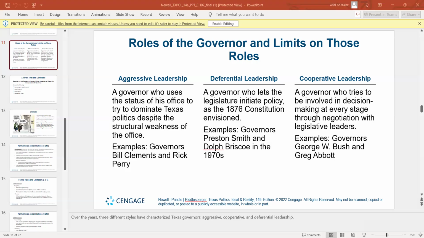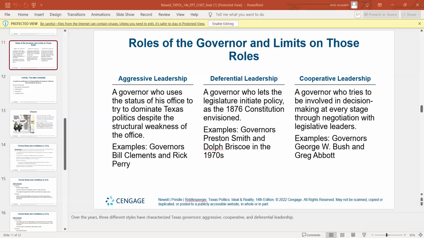So in an aggressive leadership, the governor is more proactive by putting forth their agenda and trying to ensure that the legislature is going to buy into that agenda because of the governor's role within the legislative process. Whereas for deferential, they just take a laid back approach, and it's just like, well, I'll just deal with it once it gets to my desk, type of thing.